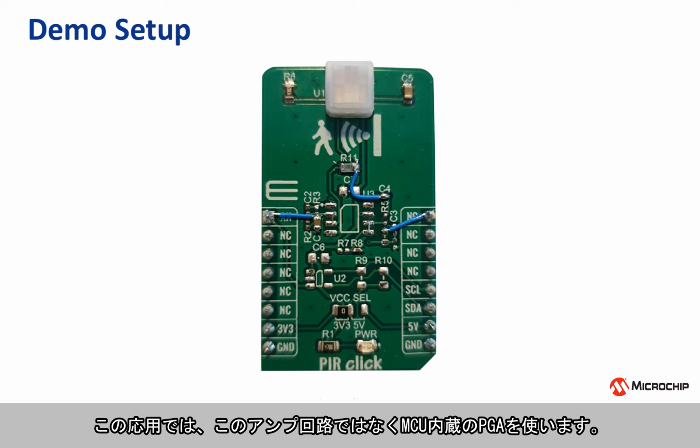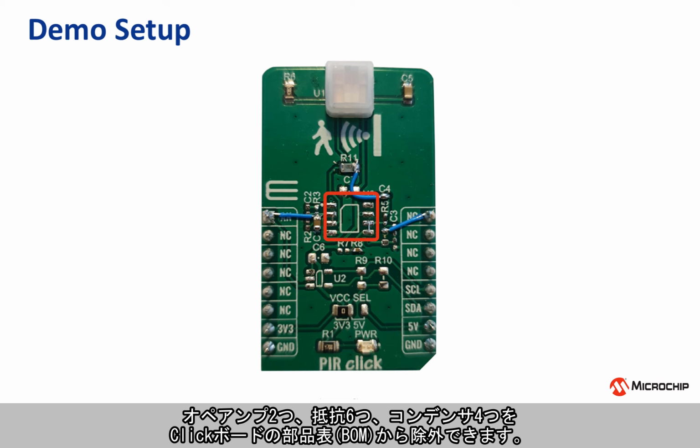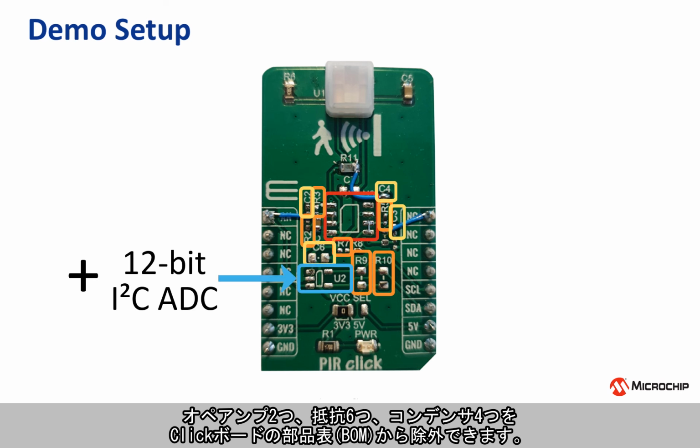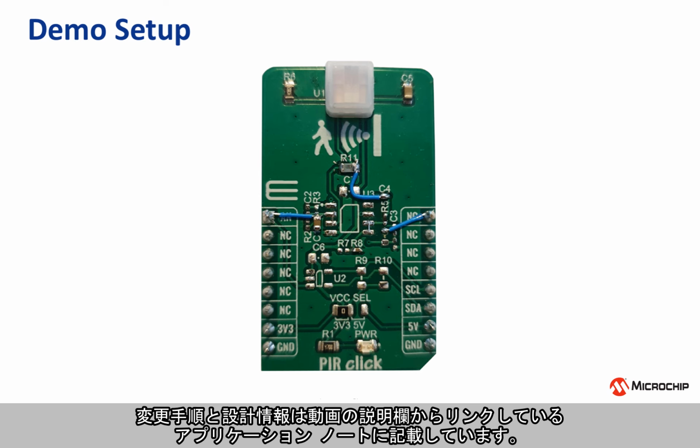By using the integrated PGA in the microcontroller, 2 op-amps, 6 resistors, and 4 capacitors can be removed from the bill of materials, or BOM. The modification instructions and design information are discussed in the application note, linked in the video description.